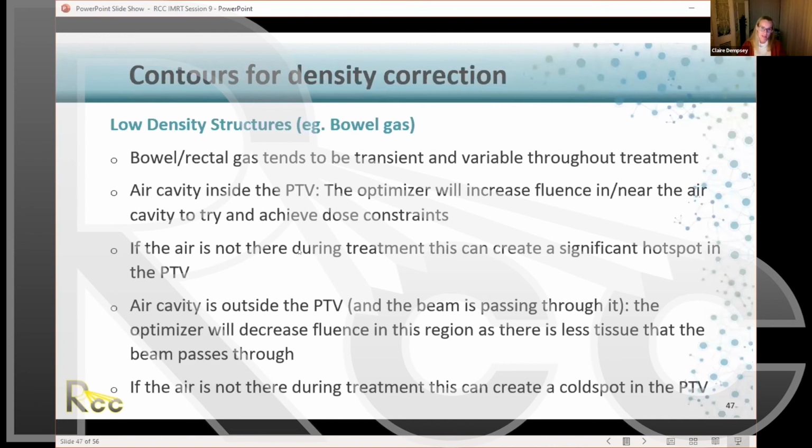If your air cavity is sitting outside the PTV and you've got radiation beams passing through it, the optimizer will decrease the fluence in that region because there's less tissue that the beam passes through. So it doesn't need to have as much fluence. And so if the air is not there during treatment, it may create a cold spot in the PTV because it's not getting enough dose because it was never thought that it needed to. But the air cavity outside the PTV and the cold spot that it creates in the PTV is less significant than if you had the air cavity inside the PTV, but both should be corrected if you can do that in your plan.